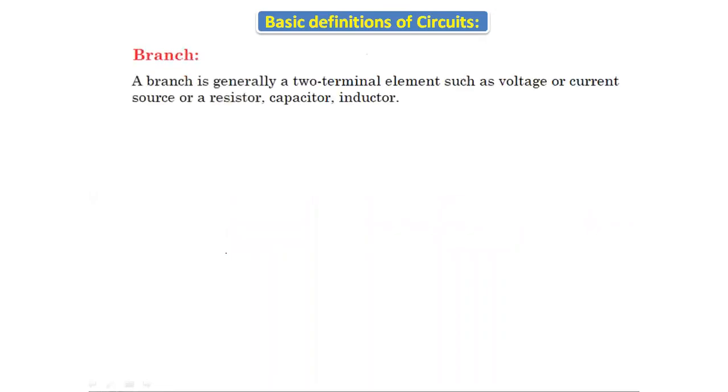Now let's see about the branch. A branch is generally a two-terminal element such as a voltage or current source, or a resistor, capacitor, or inductor. In between the two terminals there is an element; that is called a branch. Now if we see the branch circuit, this is one example circuit which consists of many branches.